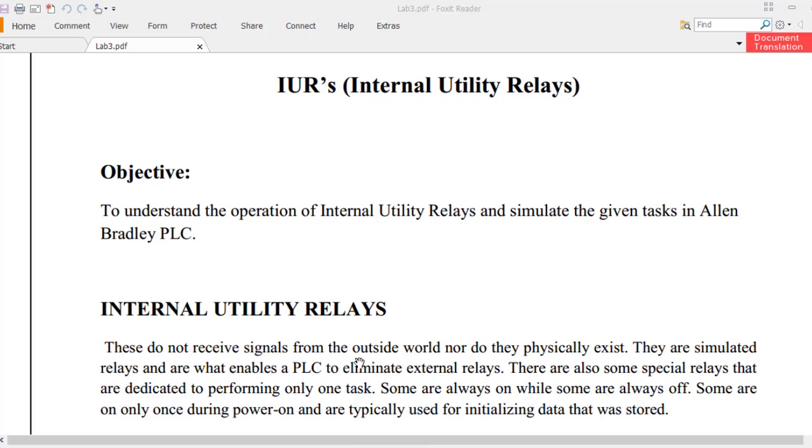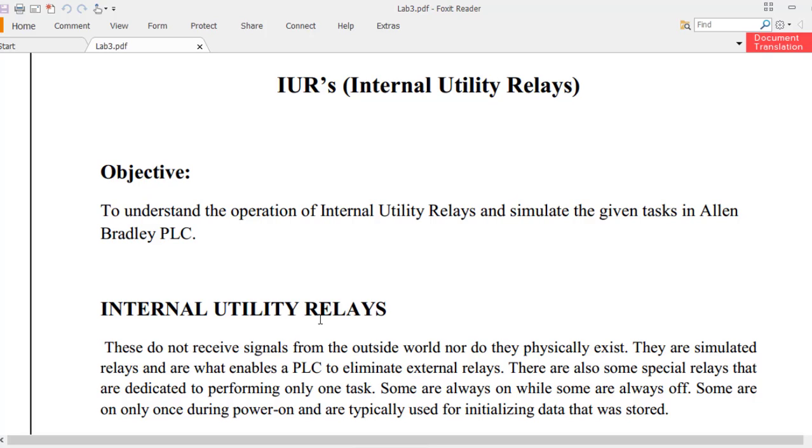So the objective is to understand the operation of internal utility relays and simulate the given tasks in Allen Bradley PLC. As you have not been able to get access to the PLCs directly, we are doing this on the simulators, Logix Pro installed in your PCs. So now moving to the point, what are internal utility relays?